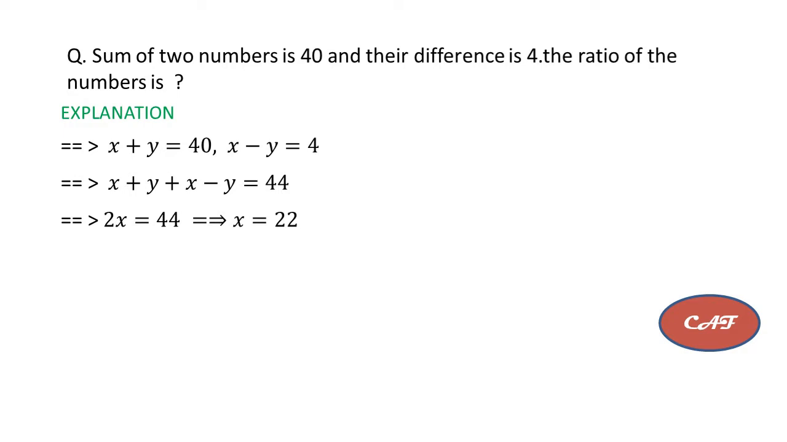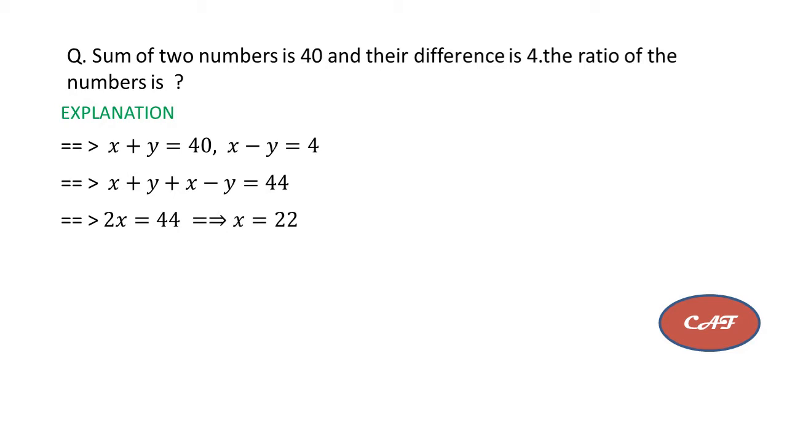If you take 2 to the right side, it will be division. So x is equal to 44 by 2, so x is equal to 22 will come. What they ask is the ratio of the numbers. So I know the x value, so you can find the y value easily.